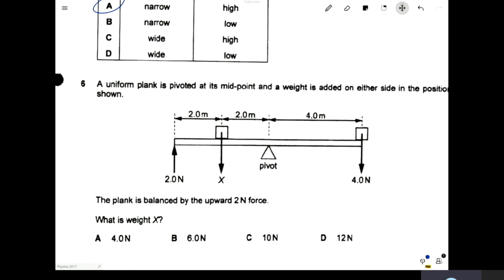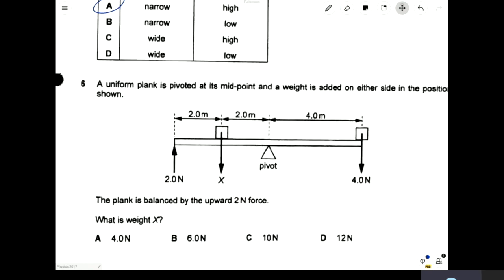An object is designed to topple over easily when hit. What should the object have so that it can topple easily? Now we want it to topple easily. High center of gravity and narrow base. Yeah, very good. Next.